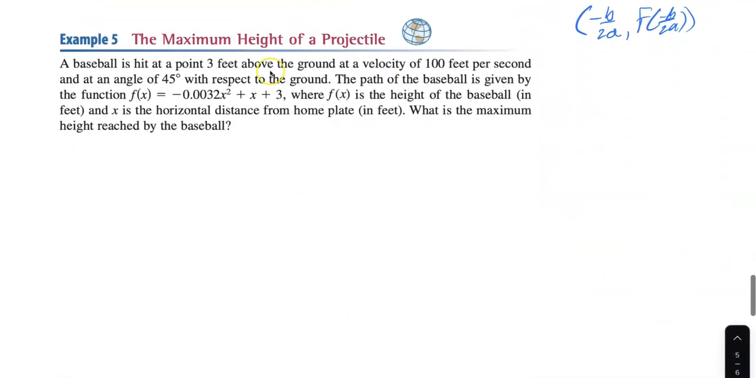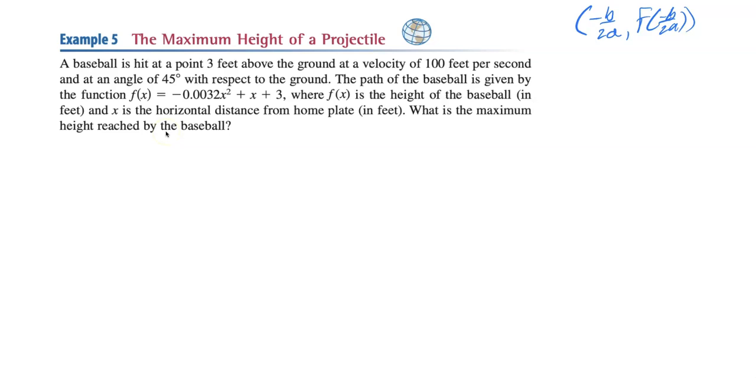So let's do a real life problem. This will be our last thing. A baseball is hit at a point 3 feet above the ground at a velocity of 100 feet per second at an angle of 45 degrees with respect to the ground. The path of the baseball is given by the function f of x equals all this, where f of x is the height of the baseball in feet and x is the horizontal distance from the plate. What is the maximum height reached by the ball?